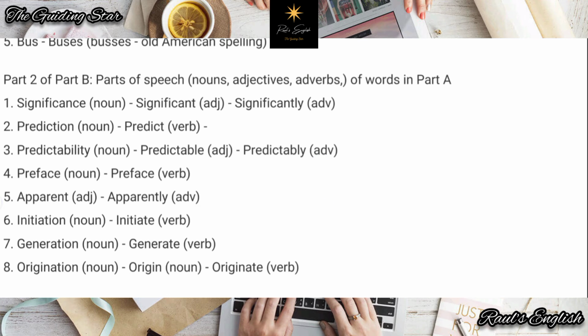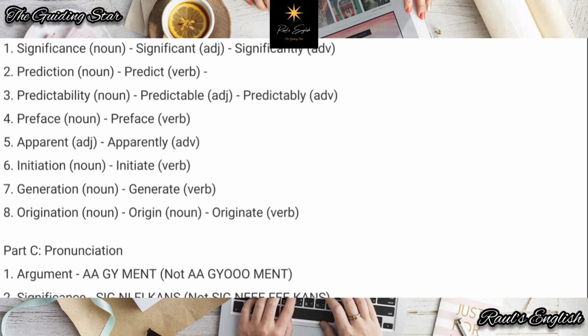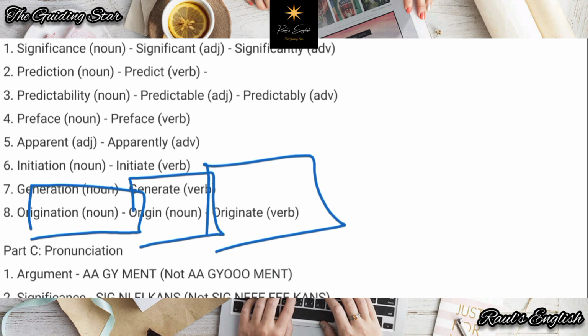Number 6 is initiate. Let's do the verb before we do the noun. Initiate. Initiation, both pronunciations. Some people say it one way, some people say it the other. You choose whichever is easier for you. Number 7, generation and generate. Origination, so it comes from origins, origination, originate.